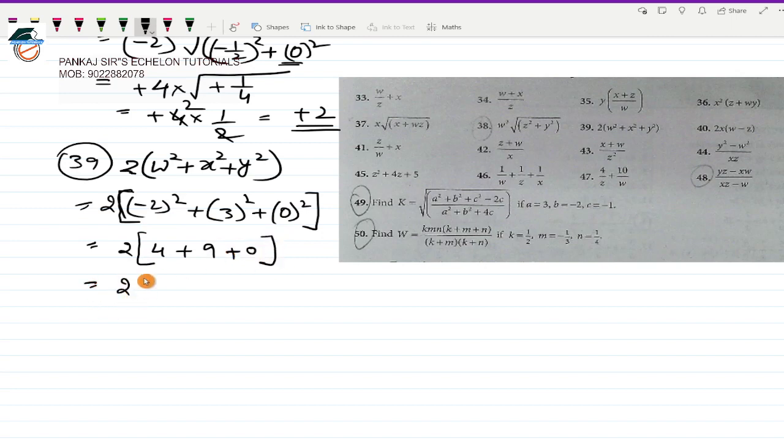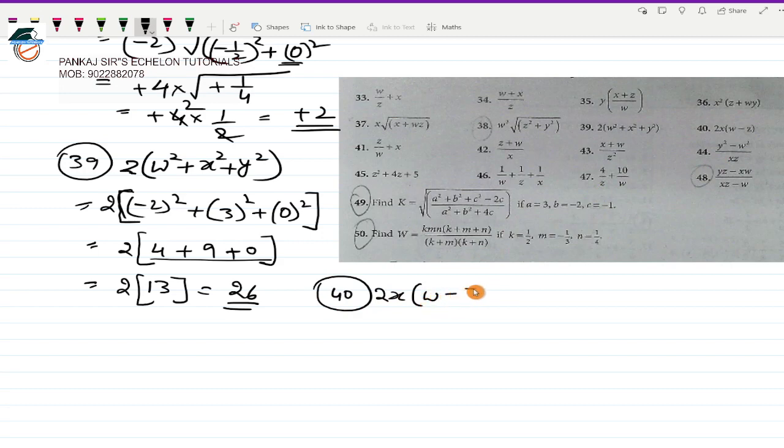This will be equal to 2 times, now first you have to add this and then multiply by 2. So 9 plus 4 will be 13, plus 0 is 13. So 13 twos are 26. So the answer for the 39th is 26. Let us work out 40. What is 40? It is 2x times the bracket w minus z.